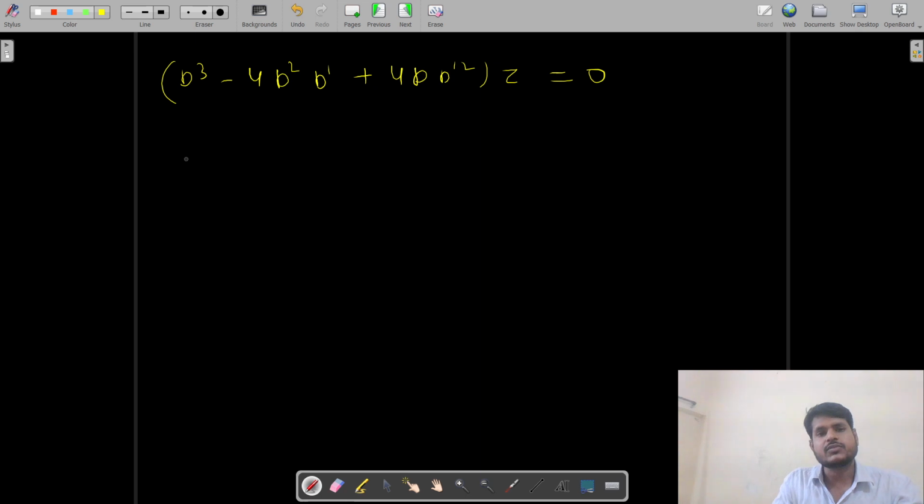Now again, in this case, the question is already written in the form of operators. Operators means D and D dash. So in this case, you have to write a general equation.